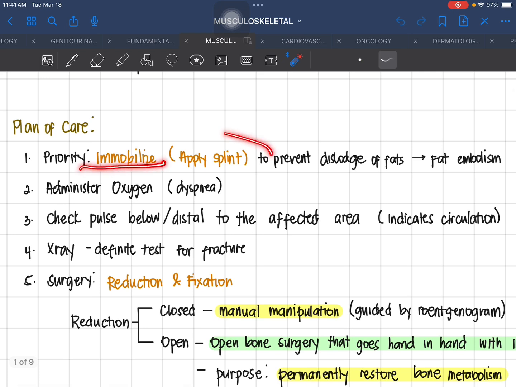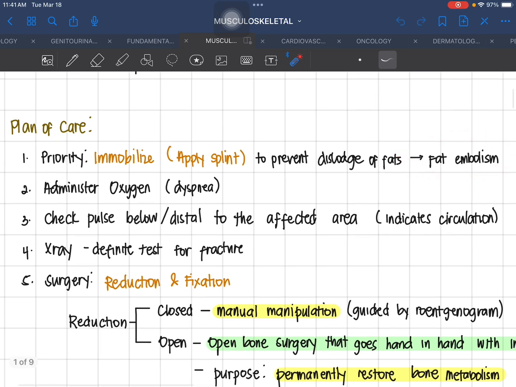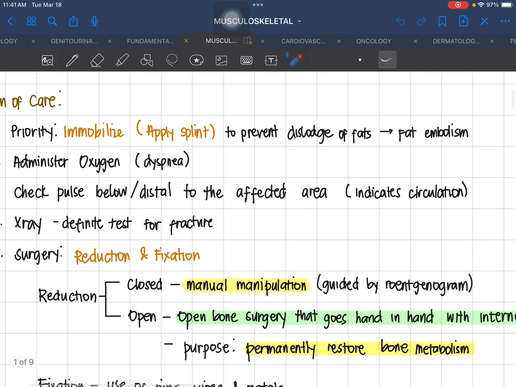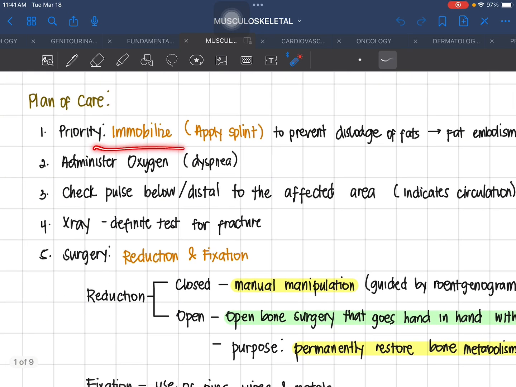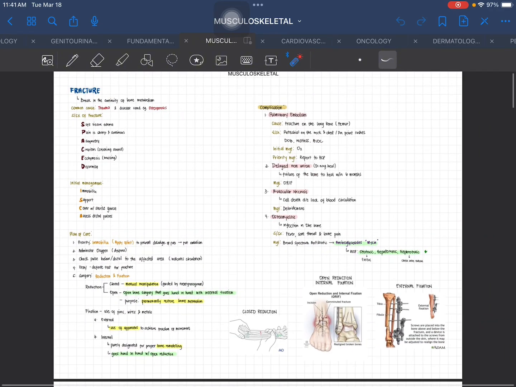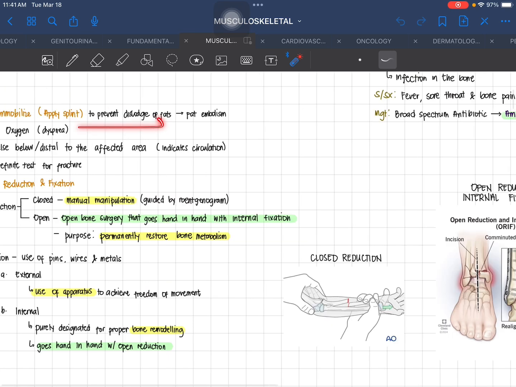So, immobilize, mag-a-apply ka ng splint para ma-prevent yung pag-dislodge ng fats. Kasi kapag nag-dislodge yung fats, possible na magkaroon ka ng fat embolism and worse, mag-progression into pulmonary embolism. So, yun. Priority is to immobilize yung affected part. And by saying immobilize, mag-apply ka ng splint. Next, pangalawa, administer ng oxygen. Kasi, common sa patient na may fracture, nagkakaroon sila ng dyspnea.